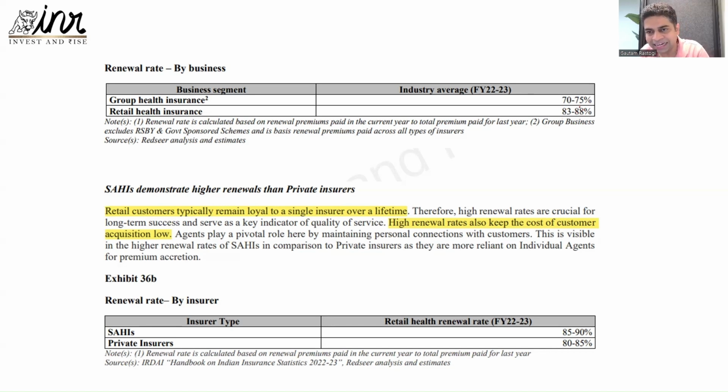If you look at retail, retail has a higher renewal rate than group and public insurance business. And within retail, Sahi companies have an even higher renewal rate than private insurers. So this is very important. Retail customers typically remain loyal to a single insurer over a long period of time. That makes this segment very attractive because you get this continuity of premiums over time, year on year.